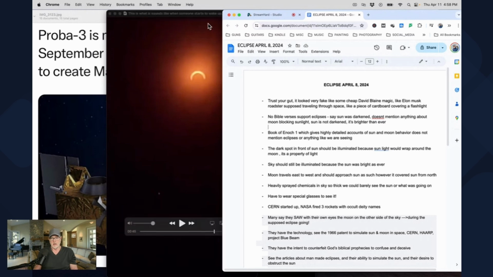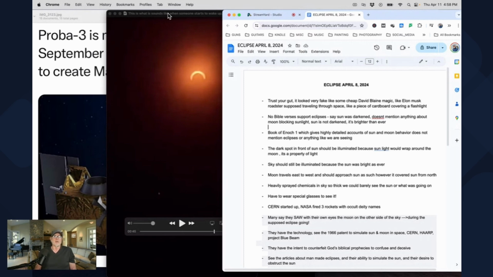And in the eclipse, the sun technically was not darkened. The sun was brighter than most people had ever seen it up in the sky. Very, very bright. And supposedly something covered most of the sunlight. But that's really not what the Bible says.